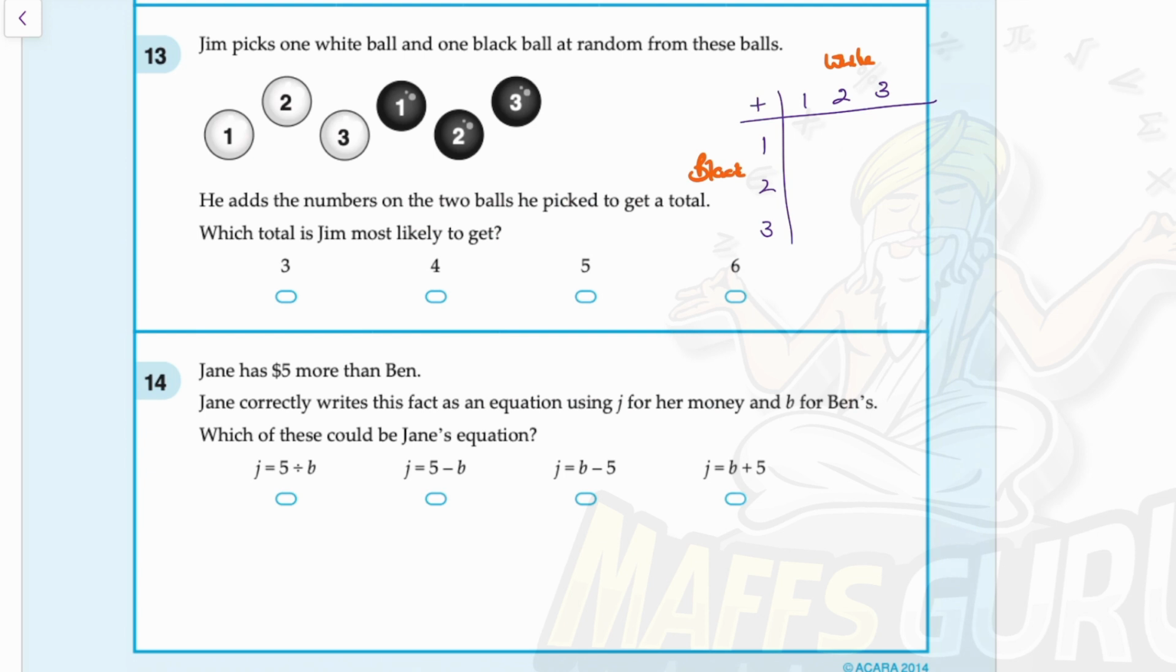By saying, well, now if we add those values together, what am I going to end up getting? Well, 2, 3 and 4, 3, 4 and 5, and 4, 5 and 6. So those will be the totals when we choose one white ball and one black ball. And so what we're now looking for is the number that appears the most, and it would appear to be the number 4. All right, so which total is Jim most likely to get? It would be the number 4.